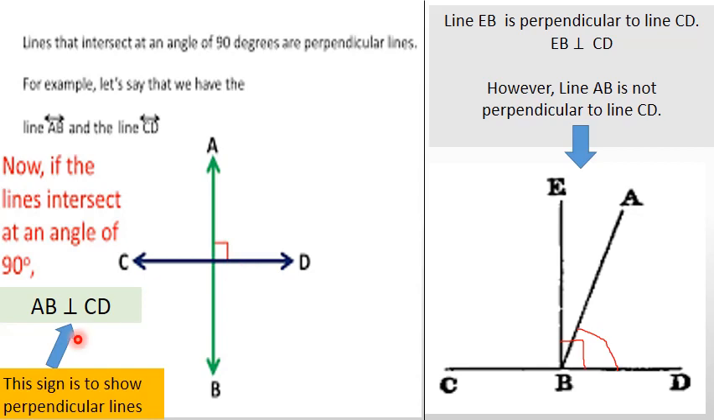So how do you write this in maths? AB is perpendicular to CD. You can see this sign. This sign indicates two perpendicular lines. Whenever there is this sign, it shows that line AB is perpendicular to line CD. So this sign shows that two lines are perpendicular.